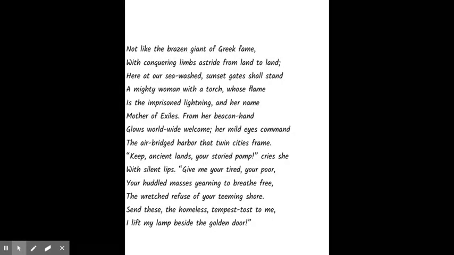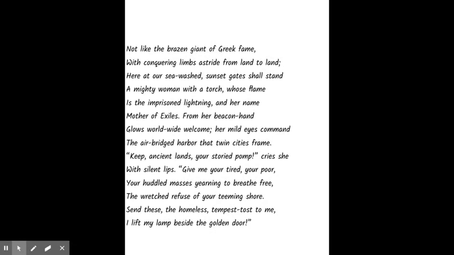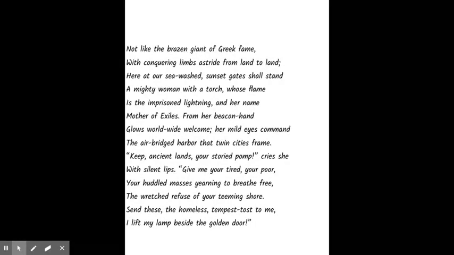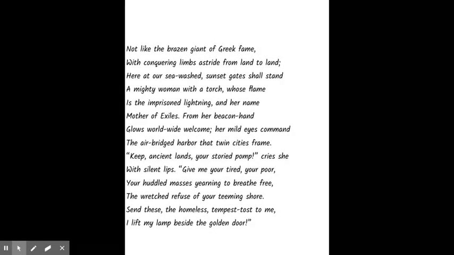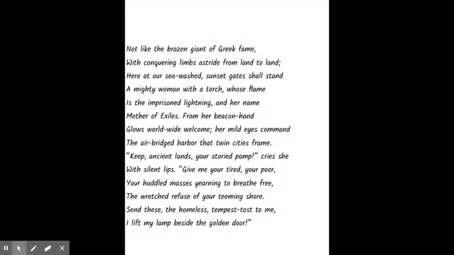So not like this big statue that's conquering people. This is a mighty woman with a torch. And her name is Mother of Exiles. So while the Greek statue, the Colossus of Rhodes, is more of an intimidating representation, the Mother of Exiles is a kind woman welcoming people in. From her beacon hand glows worldwide welcome. Everyone's welcome. Her mild eyes command the air-bridged harbor that twin cities frame, because she's right in the middle of the harbor in New York.